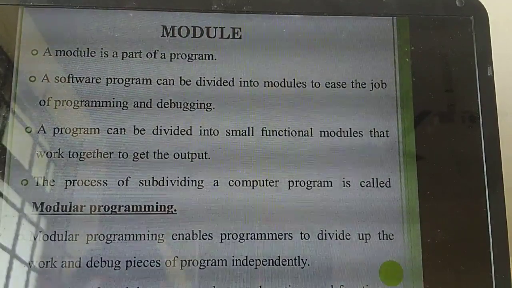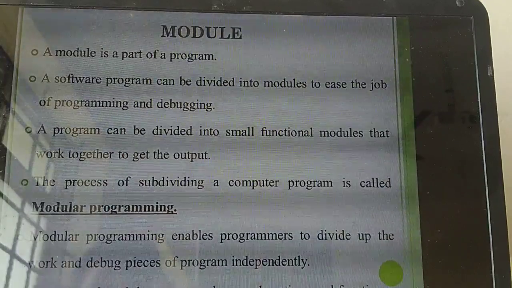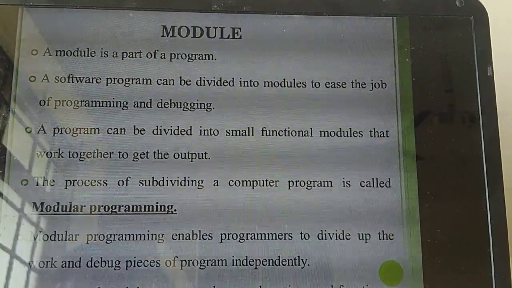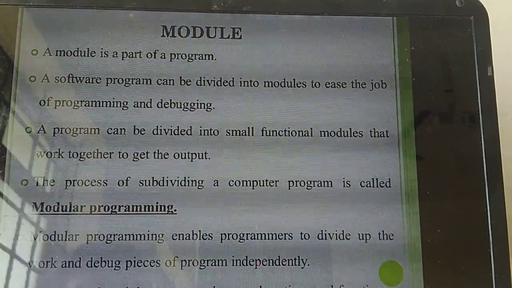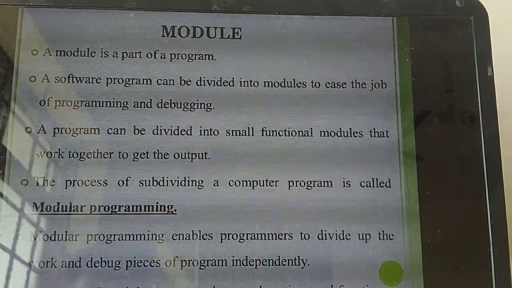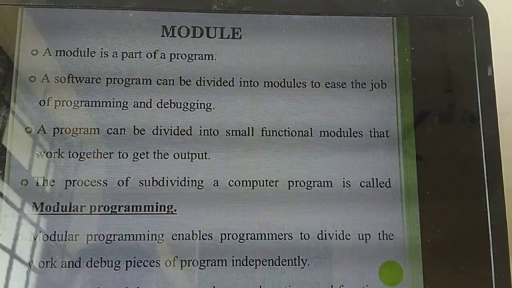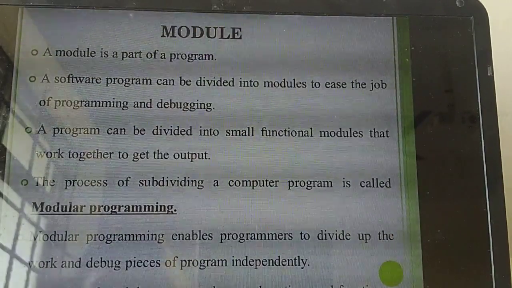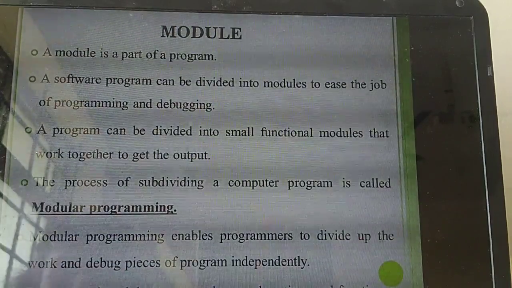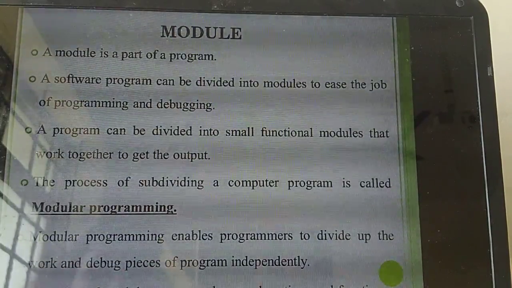Okay, so this is very important, one more question, just note it down. The process of subdividing a computer program is called which programming? Modular programming. Okay, what do you mean by modular programming? The process of dividing a computer program is called what? Modular programming. Why are we dividing? To make the job easier, and also modular programming enables programmers to divide up and debug pieces of a program independently.